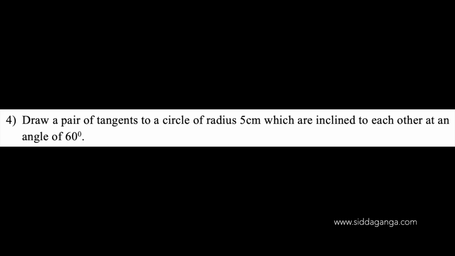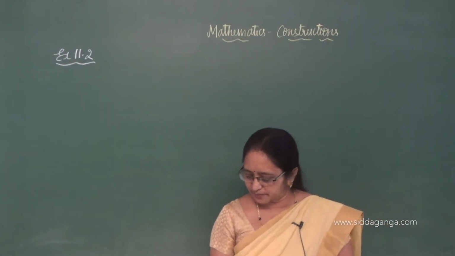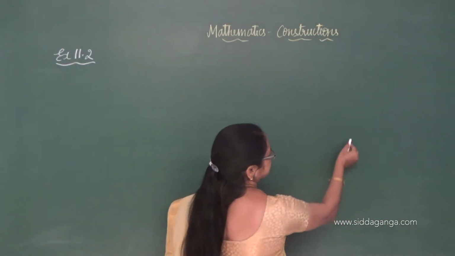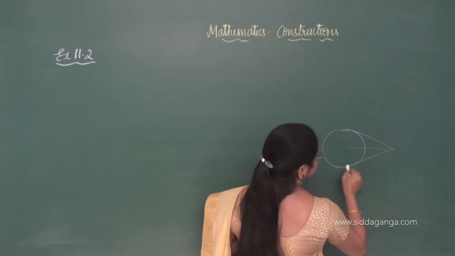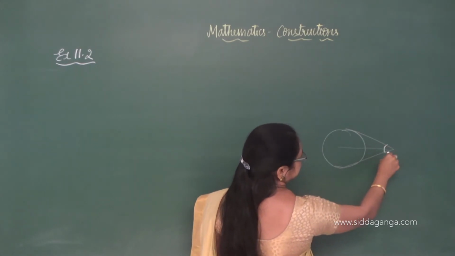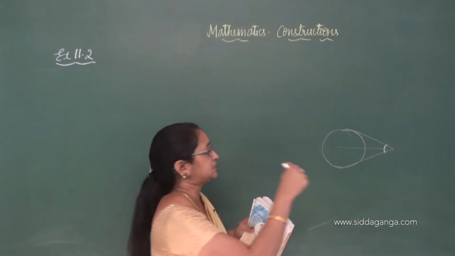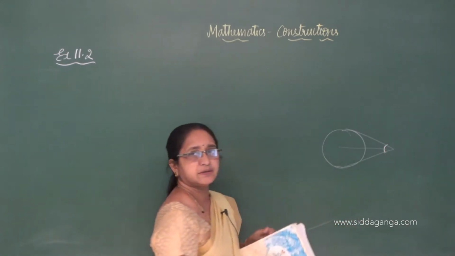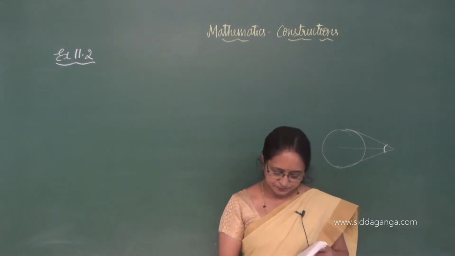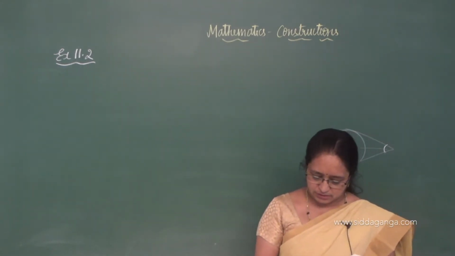Draw a pair of tangents to a circle of radius 5 centimeter which are inclined to each other at an angle of 60 degree. I hope you understood the meaning of it. See, you have to draw tangents to a circle. They are inclined to each other at 60 degree. Inclined to each other means the angle between these two tangents here is 60 degree. Okay. Now, for this, we can start like this.